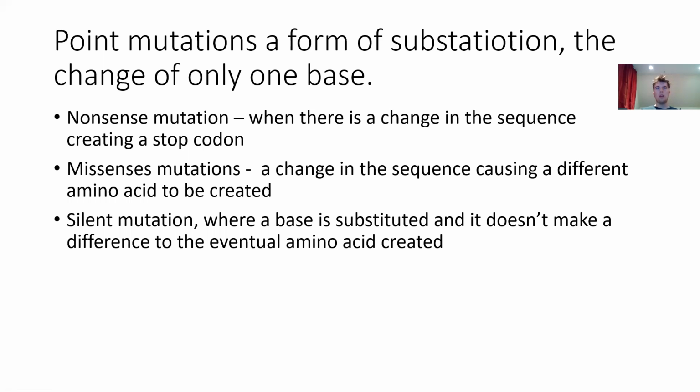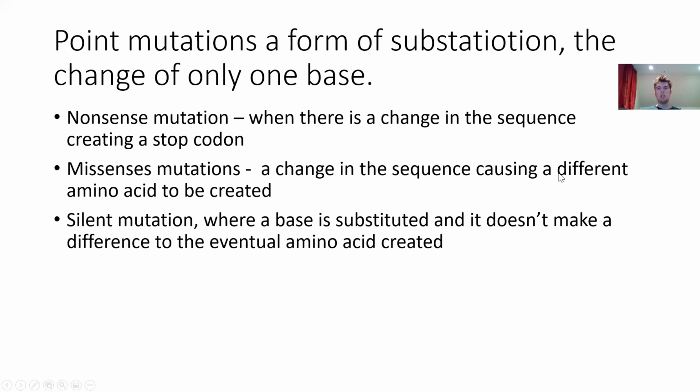So now we're going to be looking at point mutations, which are a form of substitution, and this is a change of only one base. So first we have nonsense mutations. This is where there's a change in the sequence, creating a stop codon. So if this occurs, then obviously the amino acid chain will stop being created and probably will not be functional.